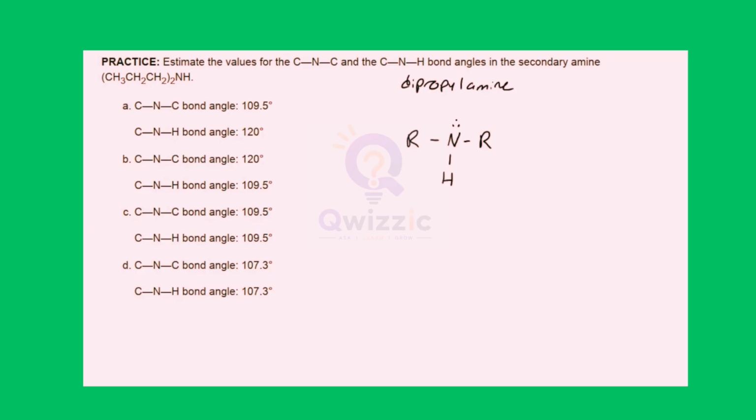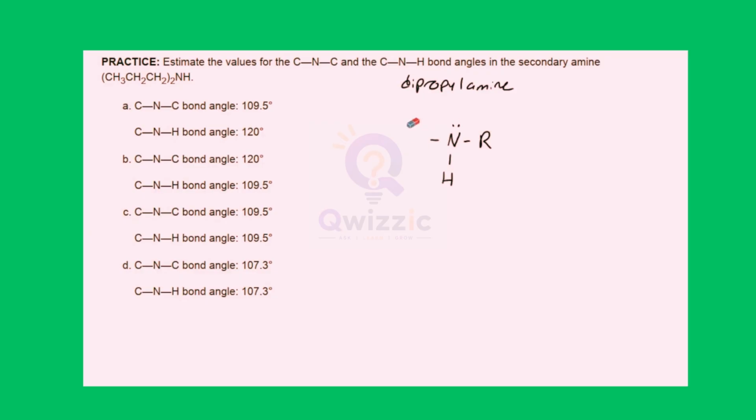Now, because we're given a specific structure for this amine, we're going to replace the R groups with the carbon chains provided in the text of the question. It just so happens that the R groups are the same because we have 2 propyl groups or 3 carbon chains on either side of nitrogen here.